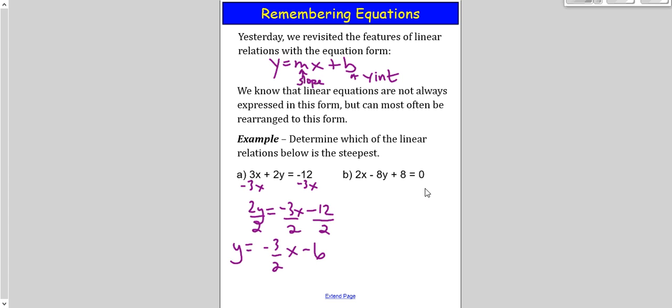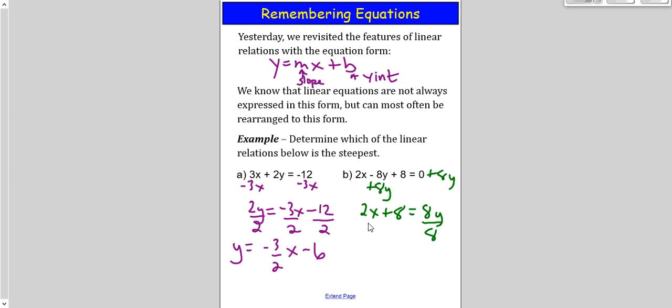So I'm actually going to be kind of smart about this. Instead of moving the 2x over here and the 8 over there, and doing 2 moves, I'm only going to do 1 move. I'm just going to move my 8y. So I'm going to do the opposite operation: plus 8y, plus 8y. That leaves me with 2x plus 8 on my left-hand side and an 8y on my right-hand side. And that's okay. Even if you think it looks backwards, it's really the same thing.